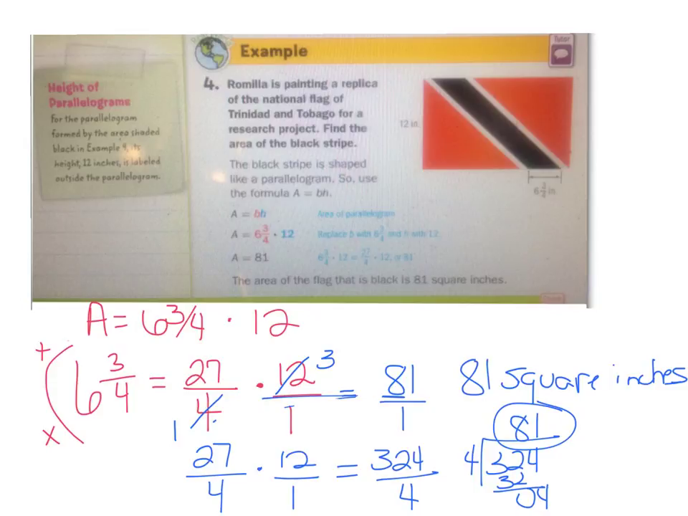The other thing you can do is if you are getting fractions and you haven't learned Unit 3 yet, you can ask your teacher about using decimals instead. Okay, and the decimal version of 6 3/4 would be 6.75 times 12, and you could use your calculator, and you would also get 81 inches squared. Hopefully that helps. Go ahead and go to your last page, please.